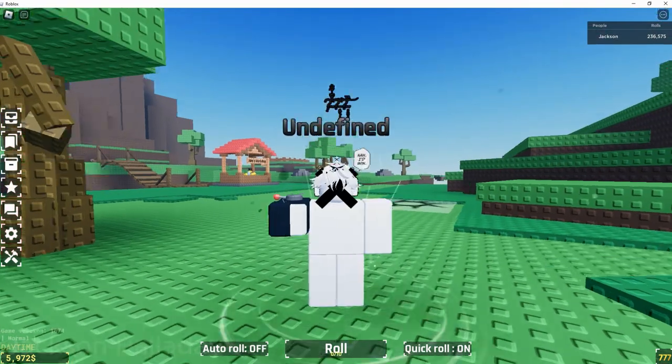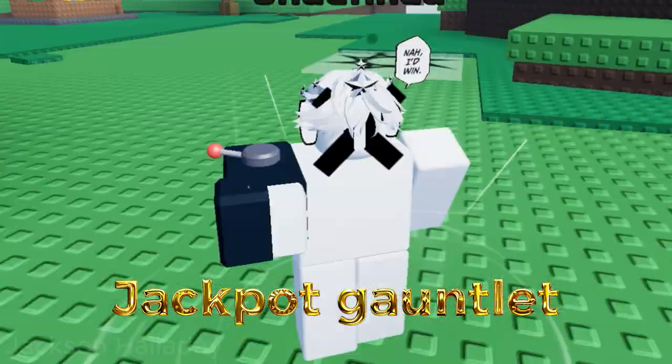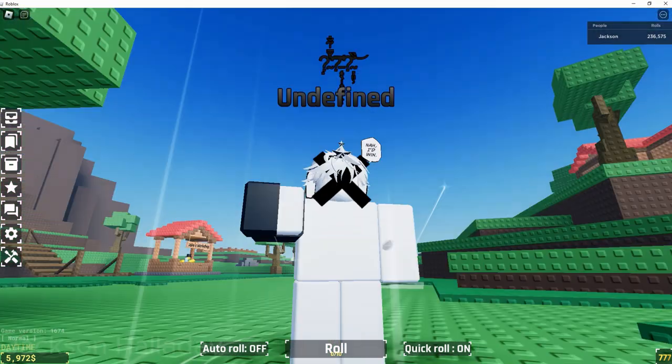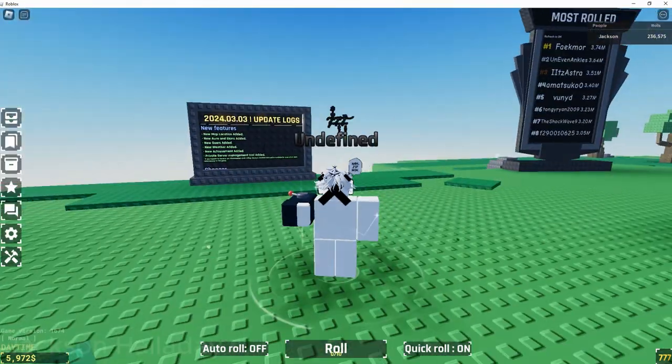Hello guys, today I'm going to be AFKing with the jackpot gauntlet for 12 hours to see what I can get. I'll also be putting all the aura stuff in there that I get.